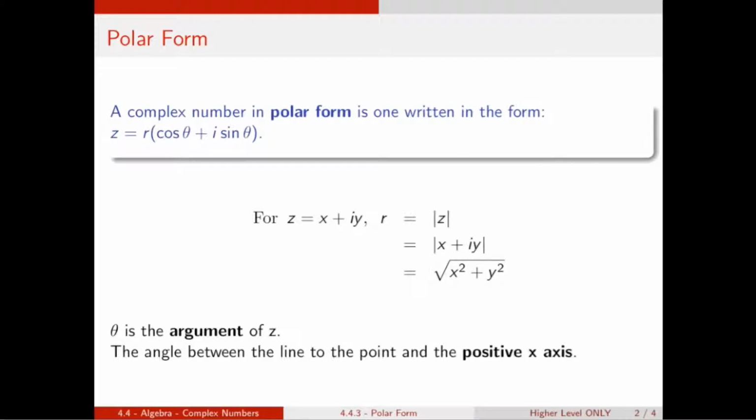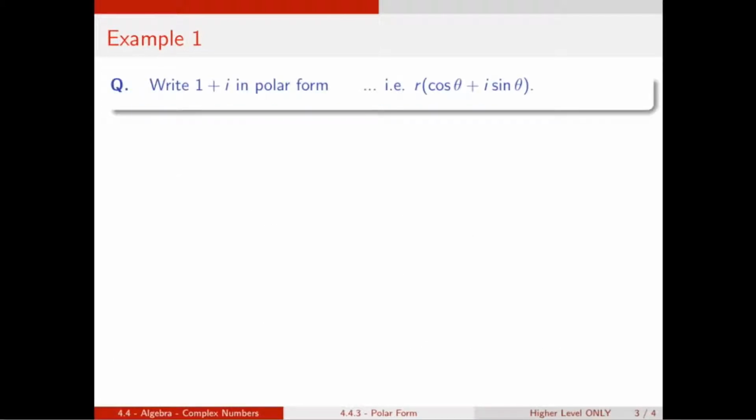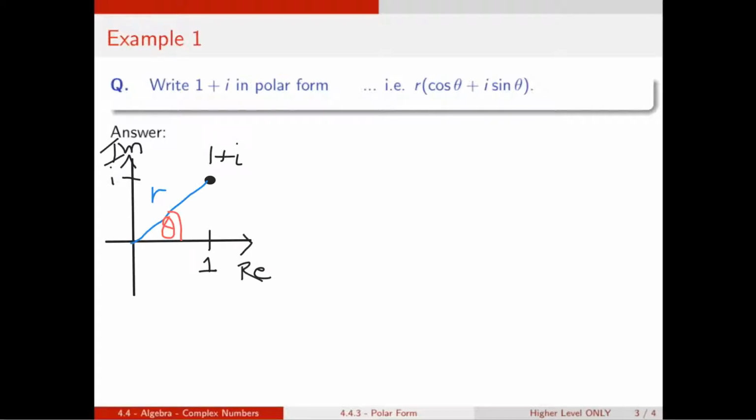So let's take a look at an example now of how to calculate that. Example 1: write 1 plus i in polar form, i.e. in the form r cos theta plus i sine theta. So firstly we need to plot our point on an Argand diagram. So let's do that now. And let's draw a line from the origin to the point and mark in theta, which is the angle between the line and the positive x-axis.